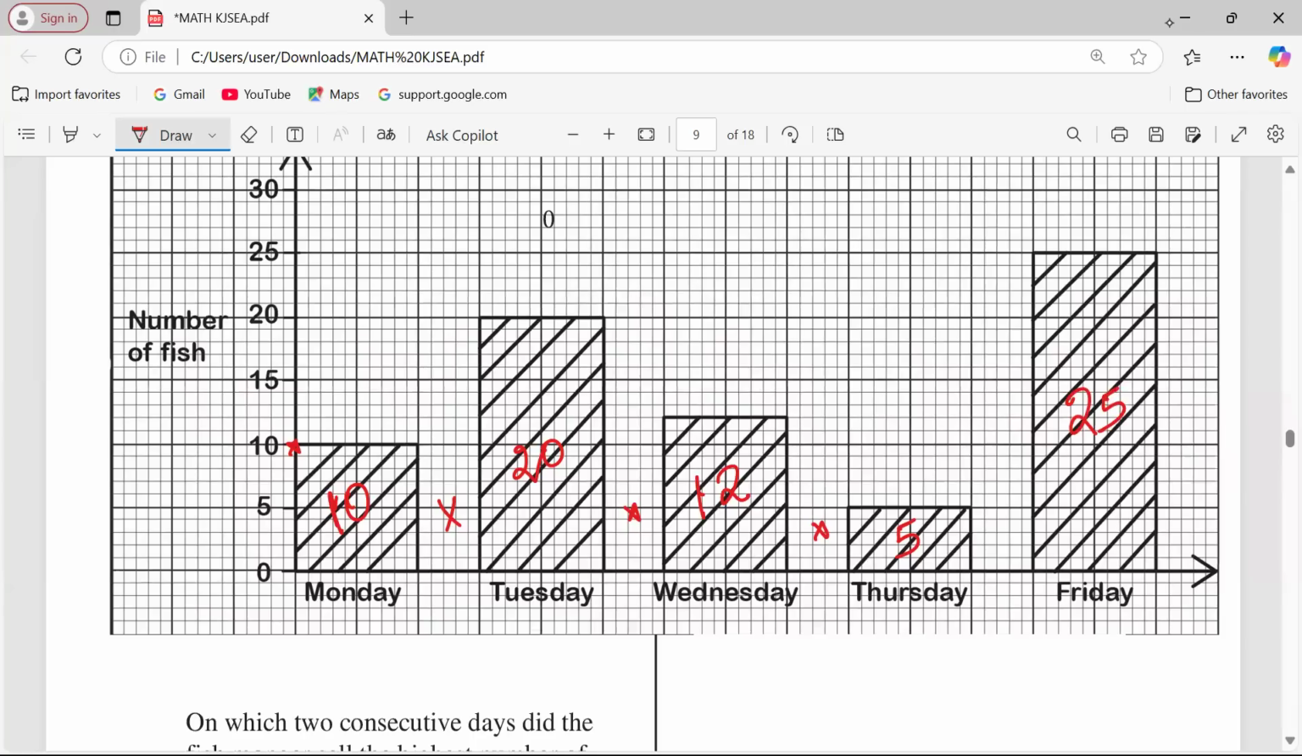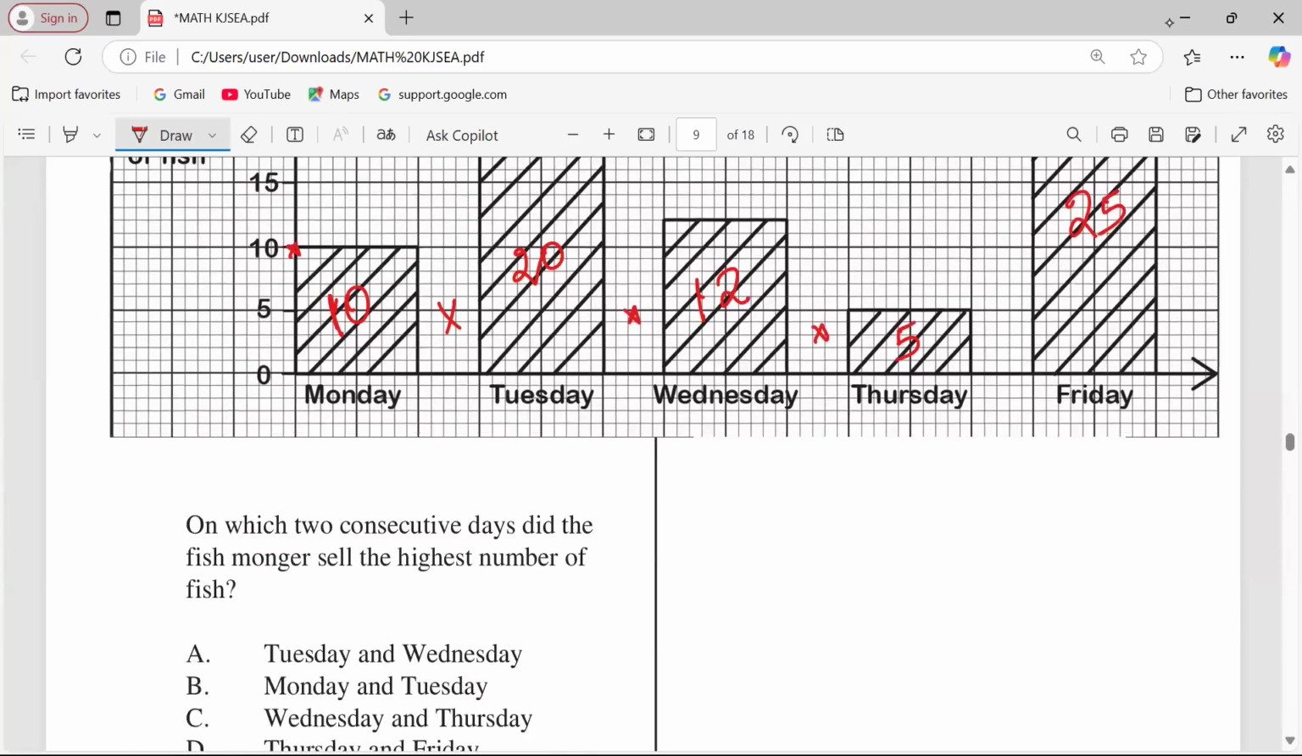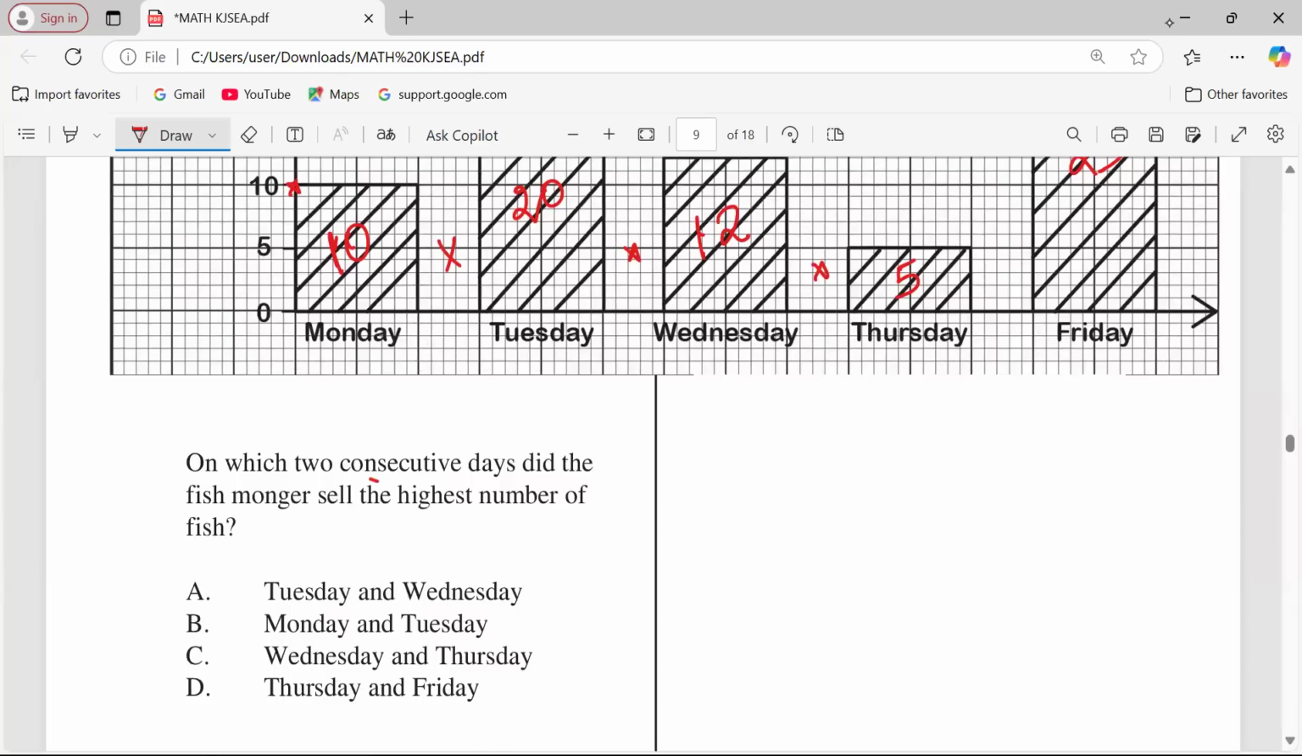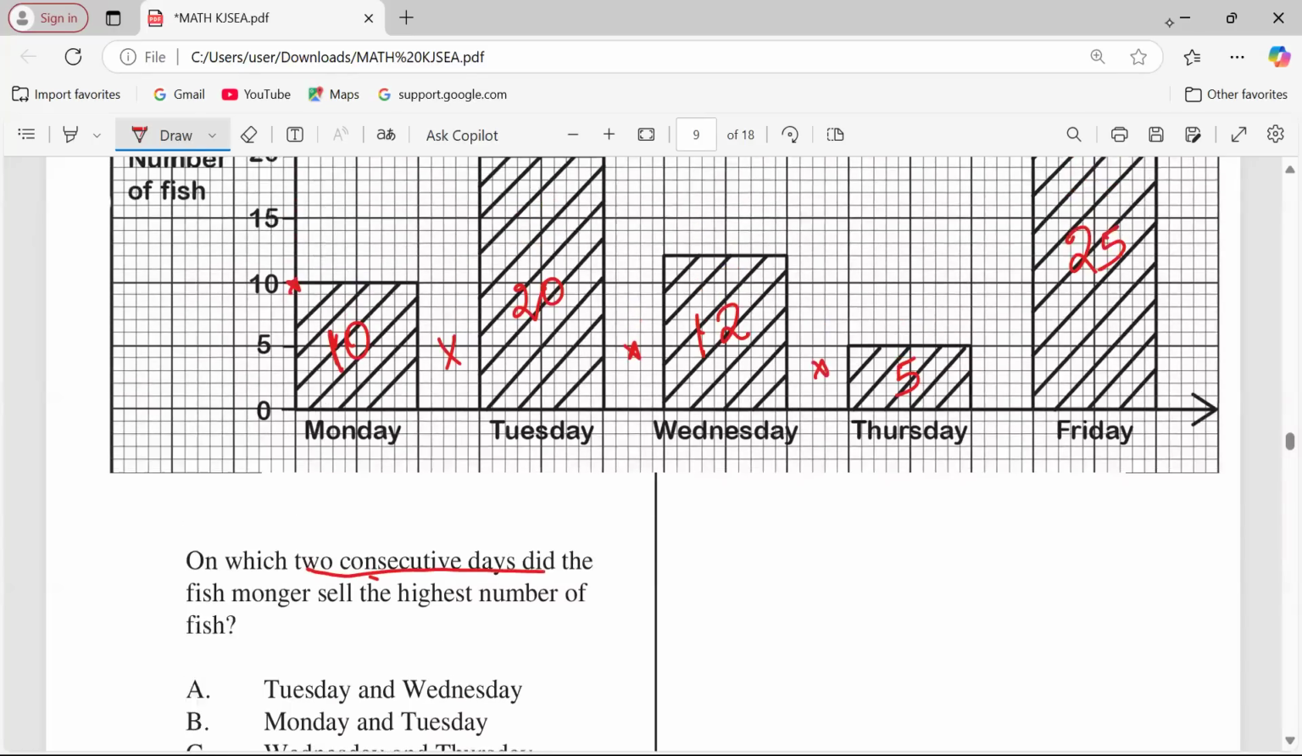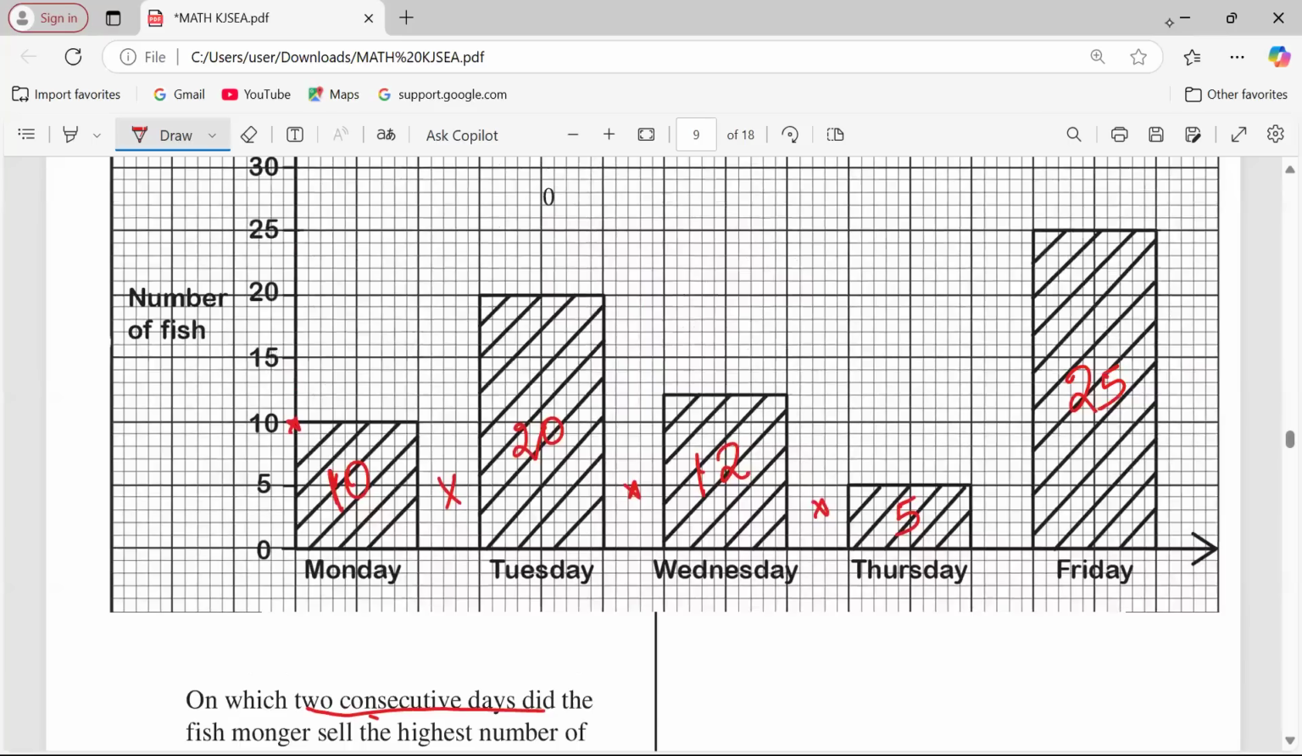Now we need the highest number for 2 consecutive days. Mark the word consecutive. When we talk about Monday and Tuesday, we are having 30. Tuesday and Wednesday, we are having 32. Wednesday and Thursday, we are having 17. Thursday and Friday, we are having exactly 30 because 25 and 5 will give us 30.